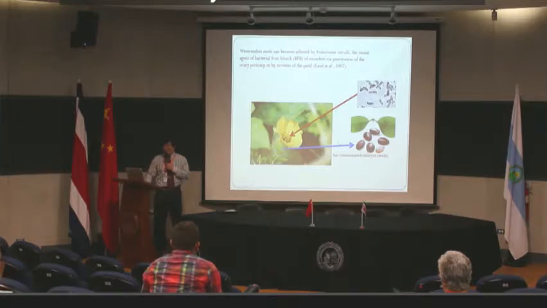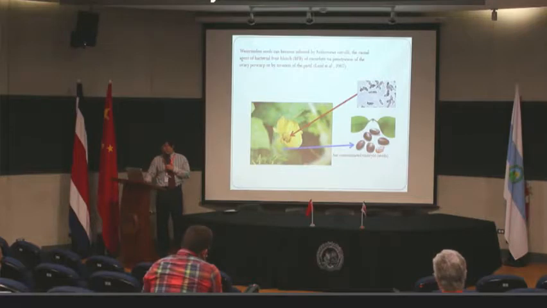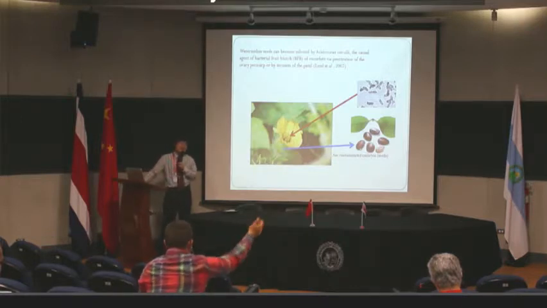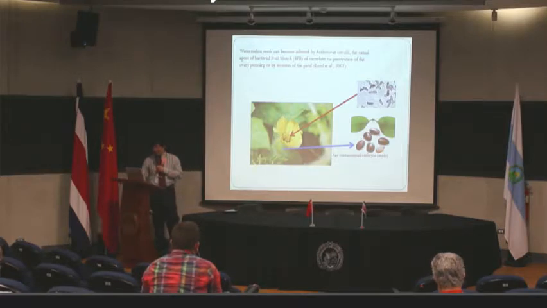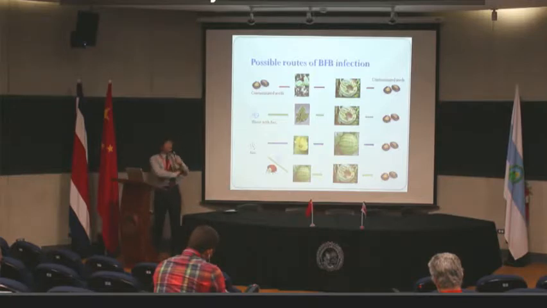And then when the fruit is growing up, from the surface you might not see the symptoms, but inside it quite a lot of seeds can be contaminated by the pathogen, because their embryos have already been contaminated by ACC to produce the contaminated seeds. So from that, we have this idea about the possible routes of BFB infection.